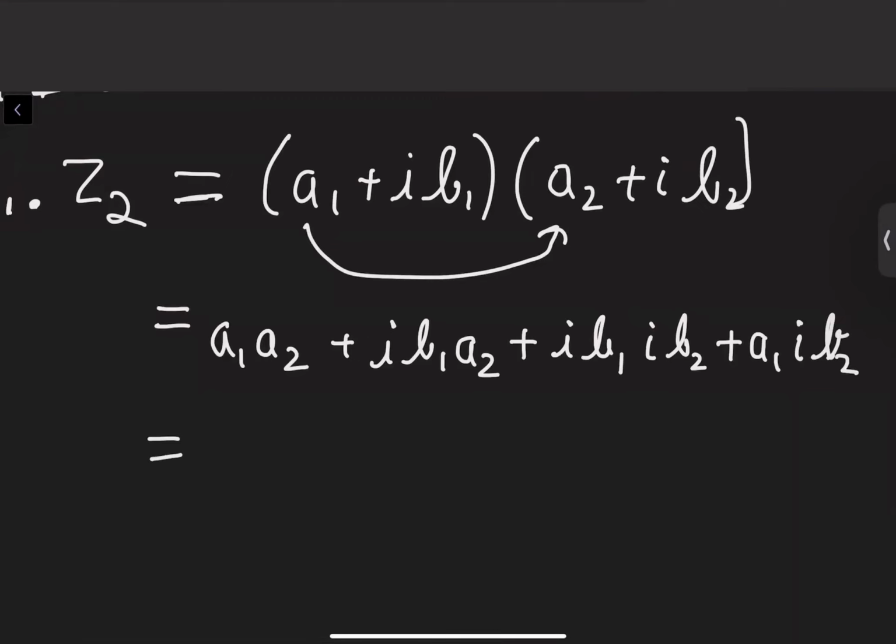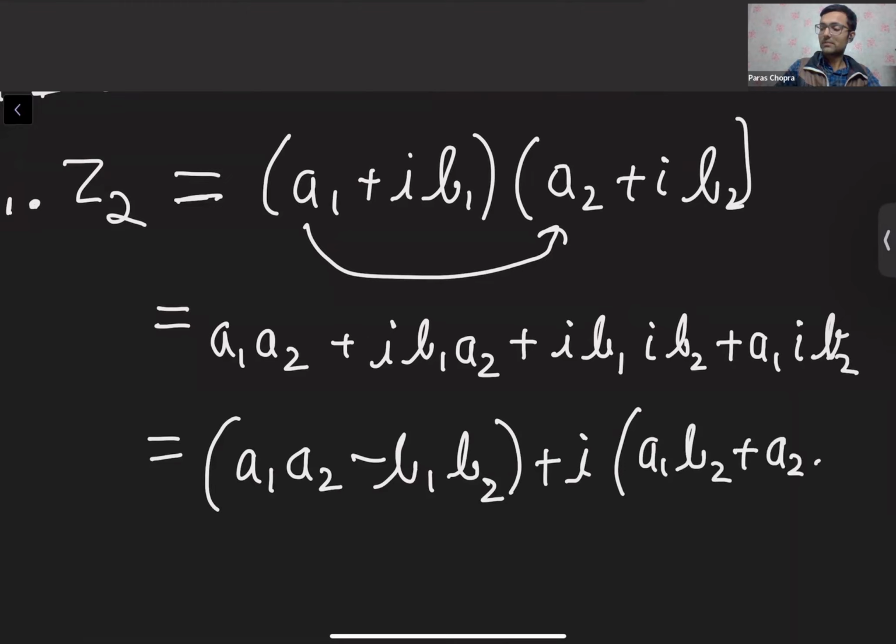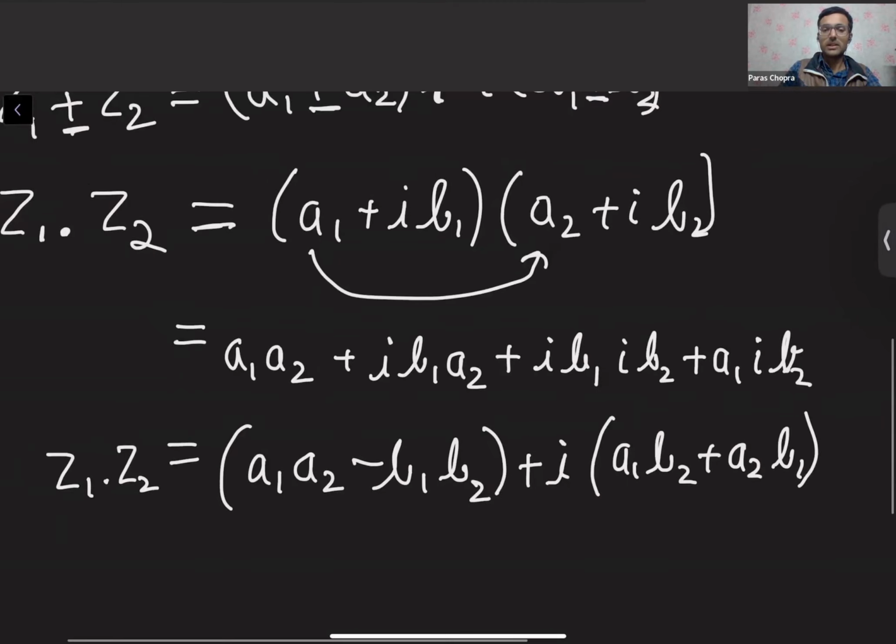तो अब रियल वाले सेपरेट कर लो. रियल वाला होगा A1 A2 minus B1 B2 because iota square is -1, and complex term separate कर लो, which will be A1 B2 plus A2 B1. So अगर Z1 multiplied by Z2 करना है, रियल पार्ट सिर्फ A1 A2 नहीं होगा, माइनस B1 B2 भी आएगा.